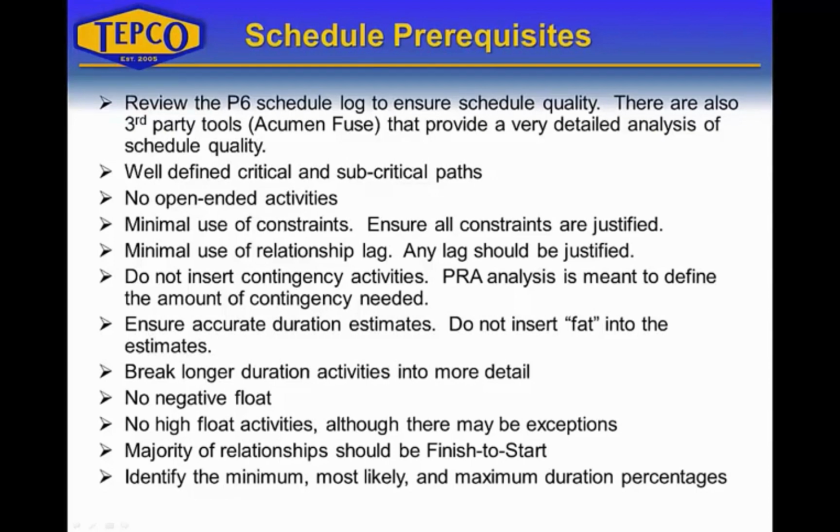Ensure accurate duration estimates. Don't insert fat into the estimates. Fat is not contingency. Contingency is something that you can identify in a schedule. Fat is hidden, so you don't want to increase your durations or your man hours on those activities just to hide contingency in there. It should be very apparent where your contingency is if you have any. And as mentioned previously, we do not want any contingency in at this point.